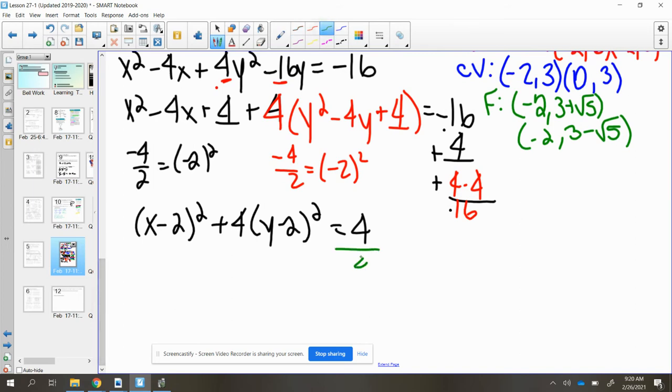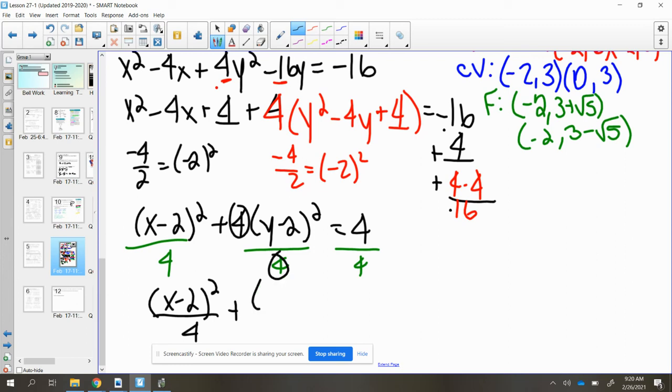And then divide everything by that 4 to get our values here. So we have x minus 2 quantity squared all over 4. The 4's here are actually going to cancel, and we would just have a 1 in the denominator, and just equals 1. Okay. So this time the center is at 2, 2.